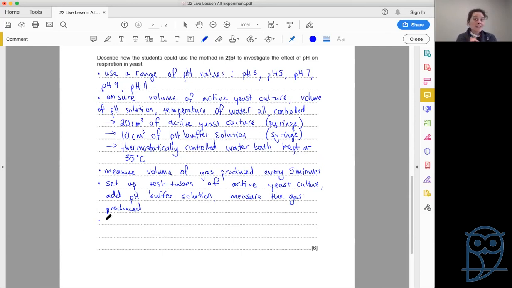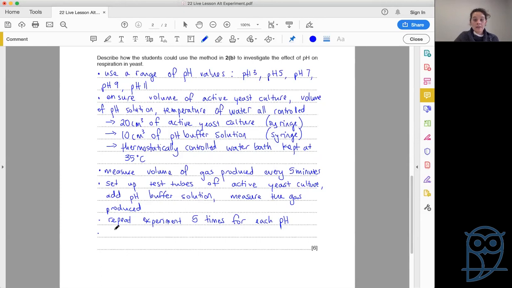Remember those last two things that you're always going to add in? You're going to add in repetition and safety. So we're going to repeat the experiment 5 times for each pH. Not randomly, but specifically 5 times for each pH.